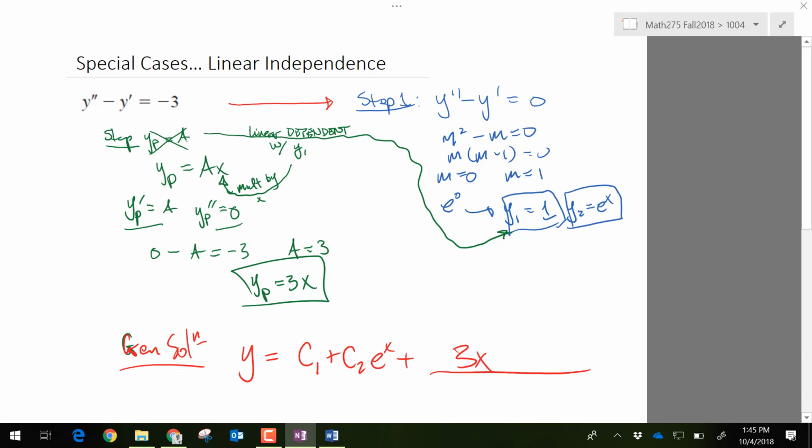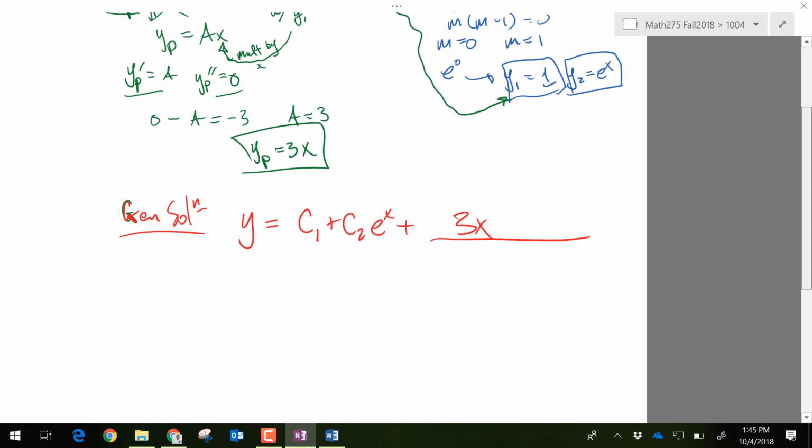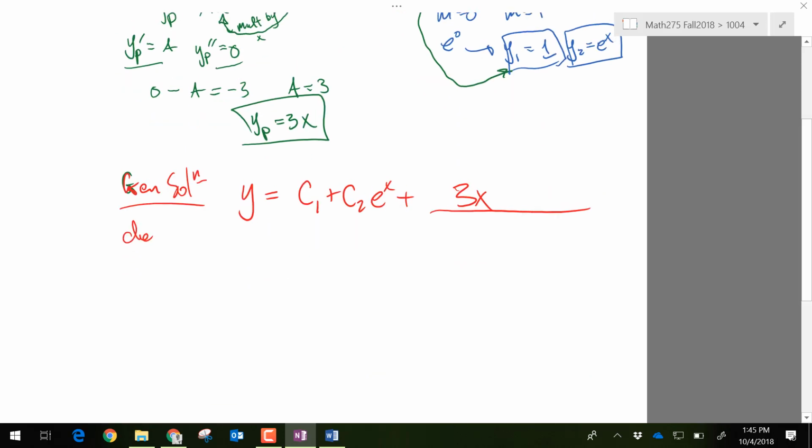Because of the negative sign here. This is easy. Let's check this to make sure it works. We take a couple of derivatives, put it back into the original differential equation, set it equal to negative 3, and see if it works. We're finally checking an answer here.